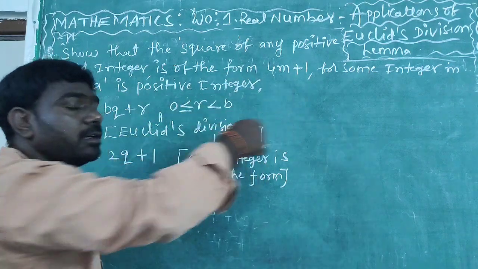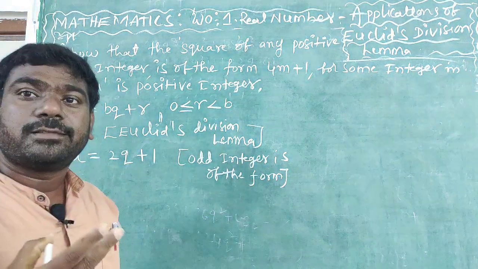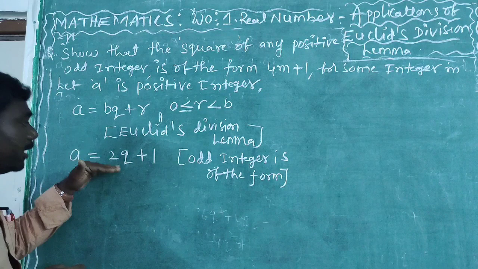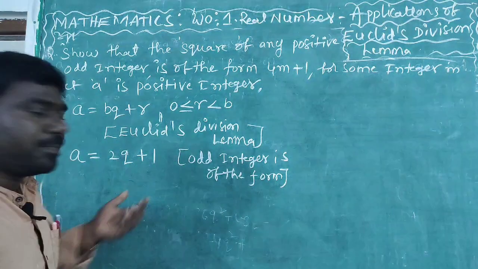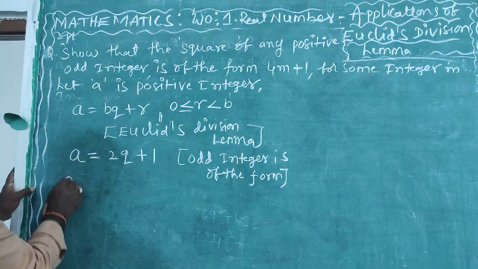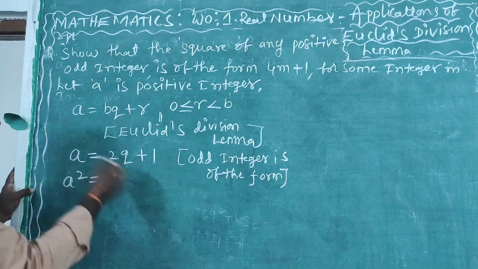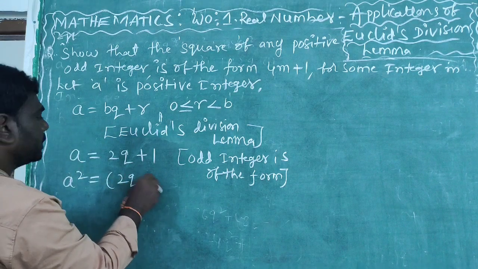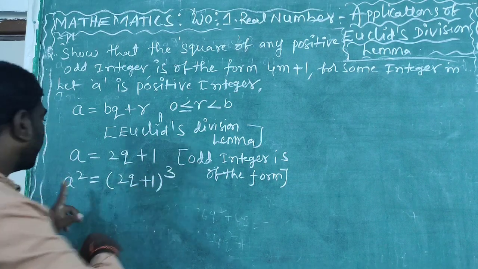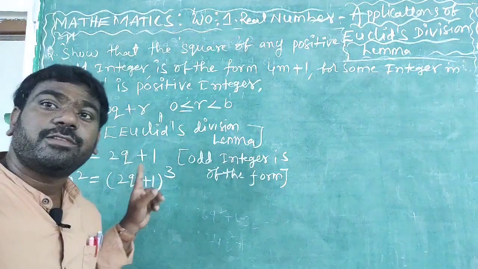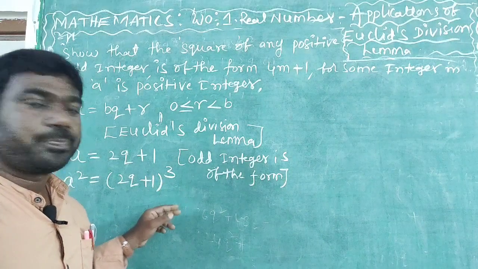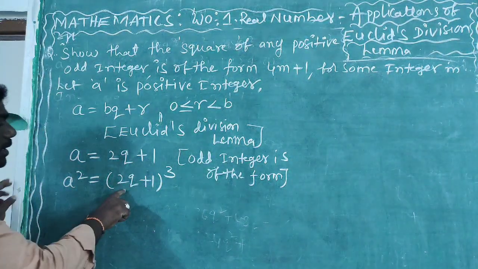Square of any positive odd integer. So odd we know. Now apply the square on both sides. That becomes a square. This is the square of an odd positive integer. It is the square of an odd positive integer of the form. Now simplify it.